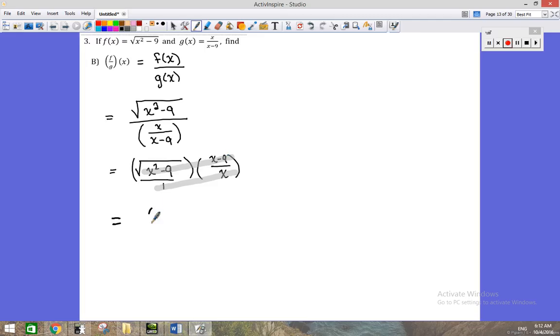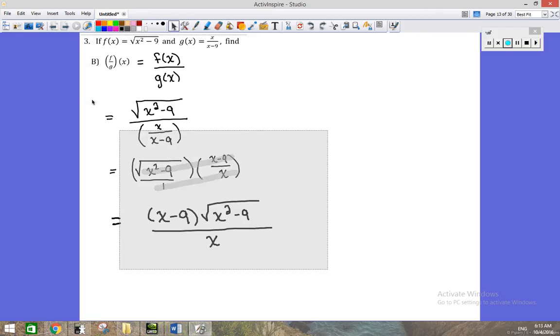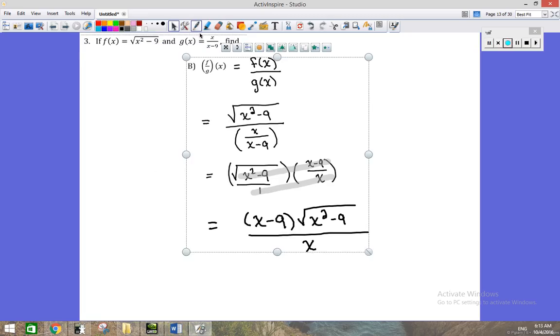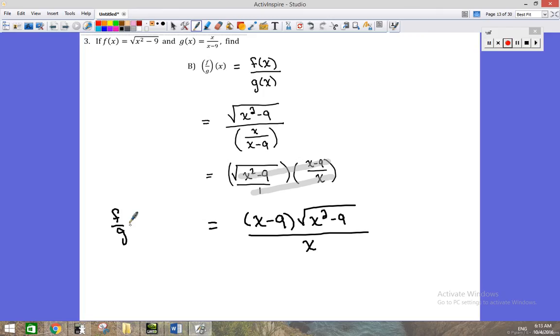This x minus 9, I'll write that binomial out in front. Now, it is the entire thing, I do need parentheses around it. It's not 9 times that, it's x minus 9 times this radical. So the parentheses are important. All of that is being divided by x. This is a term, so I can't cancel those x's. Algebraically, that would be incorrect. So this is my final answer, f over g of x. So there's our answer for part B.